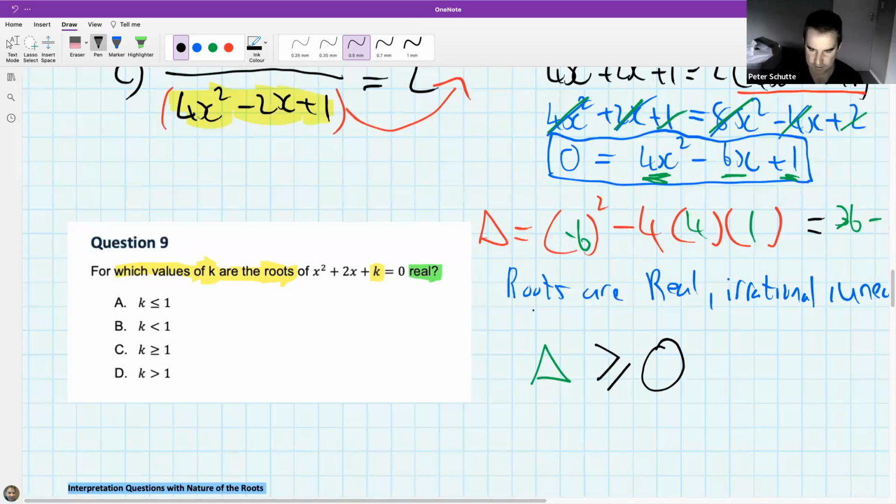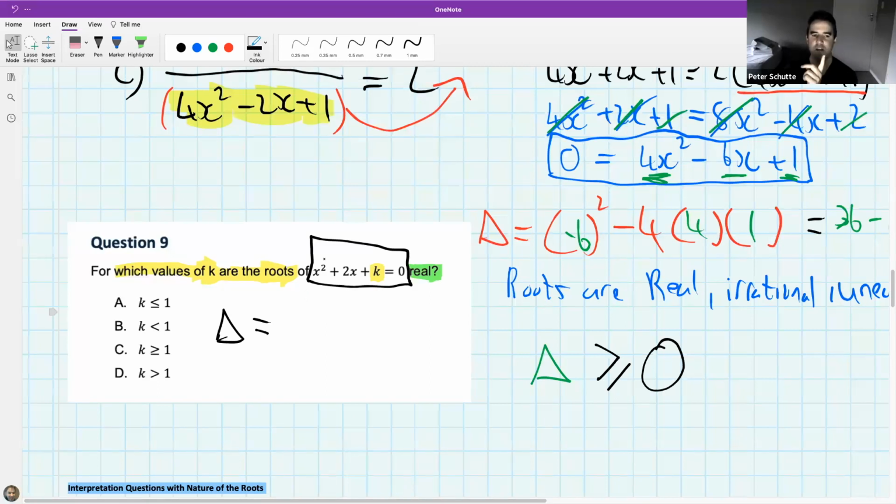Now, the problem is we need to work out what delta is in terms of k. So can I set you that task? I want you to work out what delta is for this quadratic equation, but your answer will have a k in it. So work it out for me. What is delta in this particular situation?